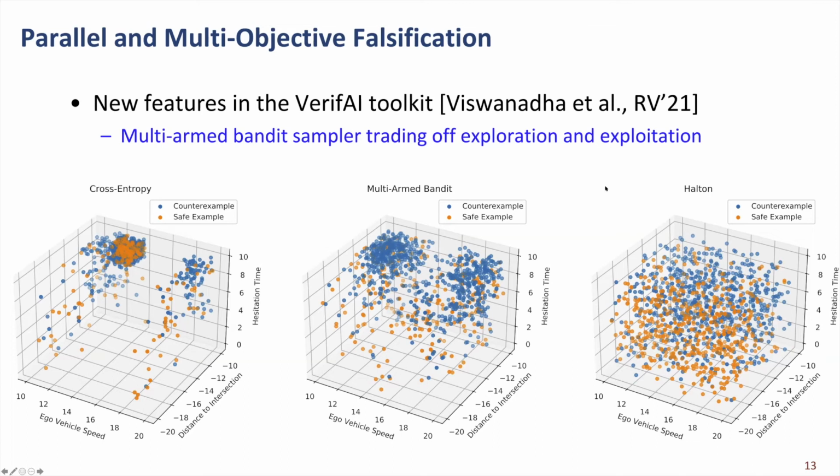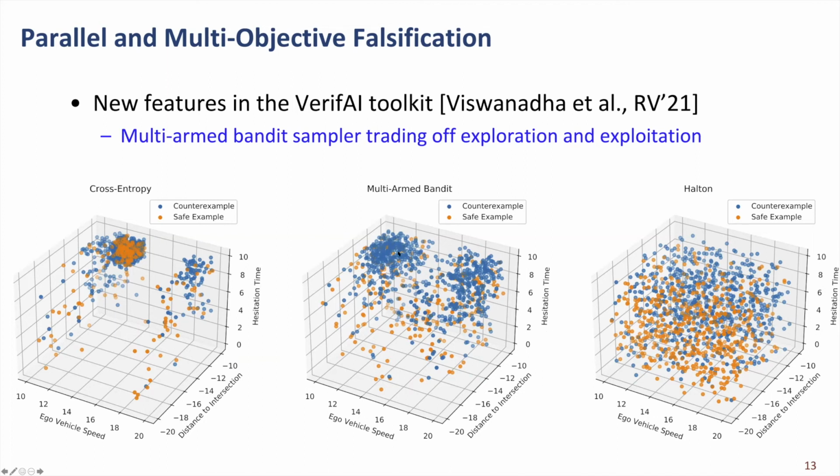Most of the samplers we had already in Verify are on one end or the other. So for instance, we had samplers like cross-entropy optimization that are on the exploitation side. They really just try to zero in and find a counterexample. They're not concerned beyond that point to get a good spread over the space. Conversely, we have things like Halton, which just give you a good spread over the whole space, but do not try to zero in on counterexamples. And multi-arm bandit is somewhere in the middle.